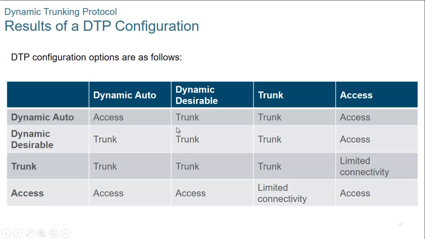So basically, only when the two sides are dynamic, it would change whether it is a trunk or an access. If it is trunk, it will always be a trunk. If it is access, it will always be access. Now, if you see here, one neighbor is trunk and the other end is access, and it says limited connectivity. And this is true. Why? Because trunk needs tagging and access ports do not do tagging. So then we would have a problem.